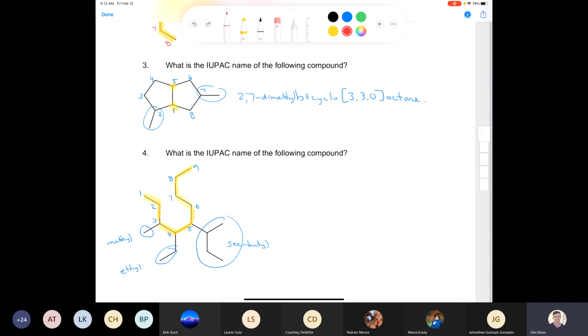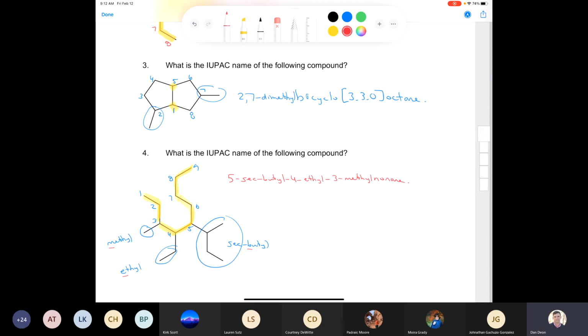Remember that we ignore the prefix sec, and B is going to come before E, which is going to come before M. And so when I put all that spinach together, I get 5-sec-butyl, 4-ethyl, 3-methylnonane. All right, just like that.